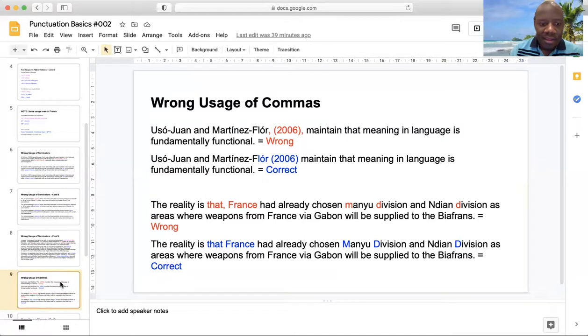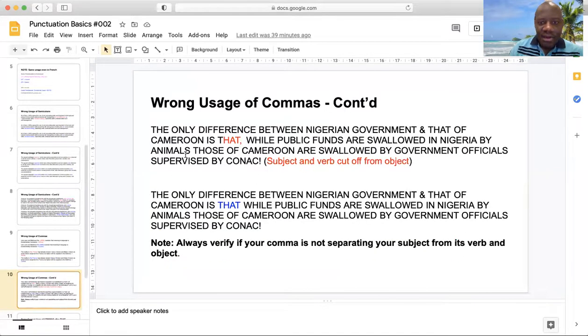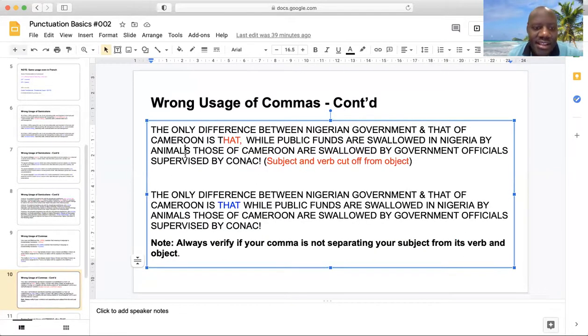Another case: the only difference between the Nigerian government and that of Cameroon. You see, I've not touched anything here. I want to maintain the sentences as much as possible the way they are when I get them from the sources. Now you see a comma here, which is wrong. So that's why, while public funds are swallowed in Nigeria by animals, those of Cameroon are swallowed by government officials supervised by Kona. This is funny, isn't it?